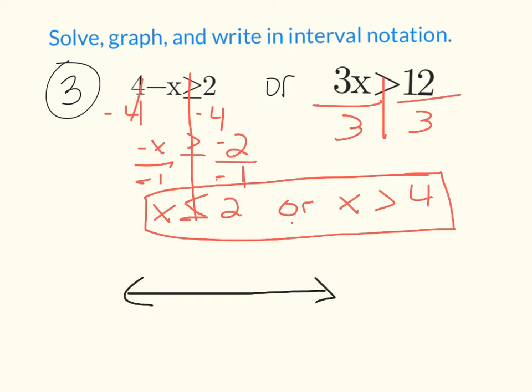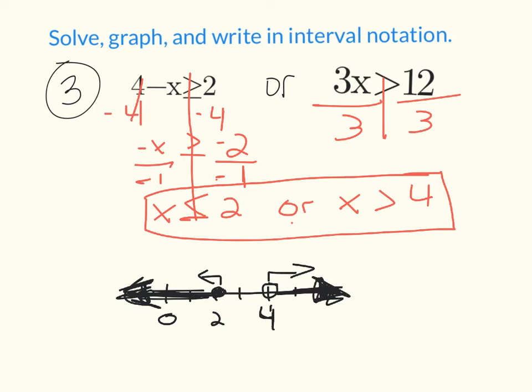I'm actually going to try to make a nice number line here. Okay. Let's go 0, 2, 4. On 2, I put a closed circle because it's equal. On 4, I do an open because it's not equal. It's just greater than. Less than 2, that means that way. Greater than 4, that means to the right. So I'm shading this side, and I'm shading this side.